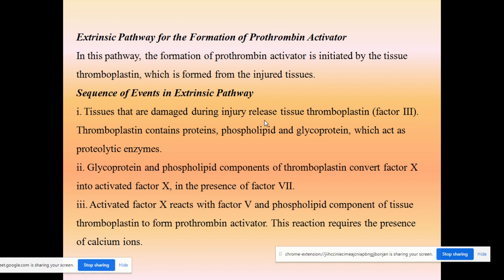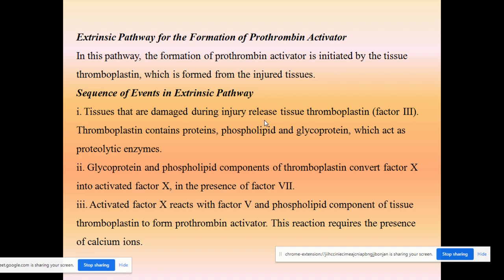The formation of the prothrombin activator is here initiated not by the collagen but by the tissue thromboplastin. In the tissues there is a factor we have seen in the previous class, the thromboplastin. Thromboplastins are formed whenever there is a tissue injury. It is called tissue thromboplastin, or factor 3, and it will be released whenever there is tissue damage.